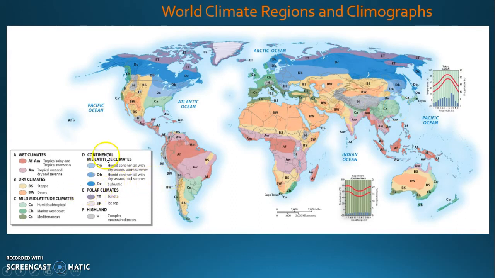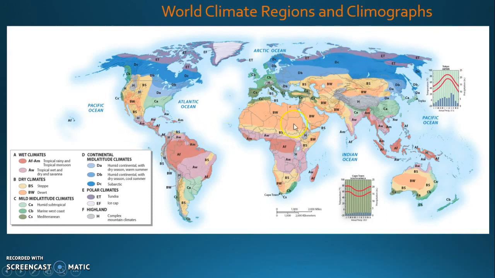And then here are the continental climates. Continental means that they have extreme weather, so very cold winters and very hot summers, and we can see that most of Canada has a D climate, and the north central and eastern U.S. has a D climate, so think Chicago, think New York, where it gets very cold in the winter, snowy and all that. And Eastern Europe and Russia, we see, have a D climate.